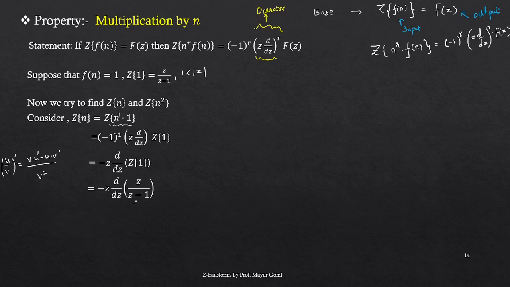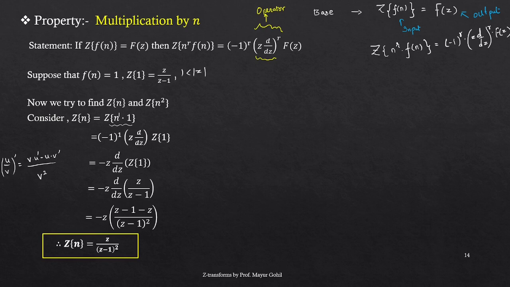So using that formula, we will get our answer: Z transform of n is equal to z over (z minus 1) the whole square. So using the formula of multiplication by n, or the property, we get here Z transform of n is z over (z minus 1) the whole square.